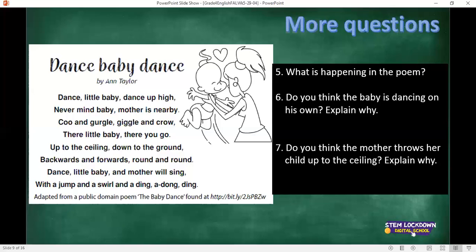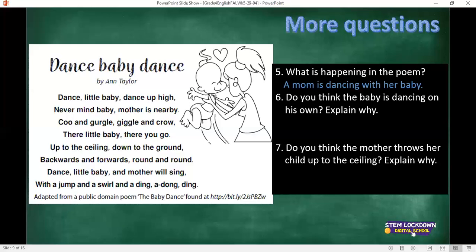So for number 5, I think also the picture helps us to see what is happening. We say, what is happening in the poem? So there is a mom dancing with her baby.